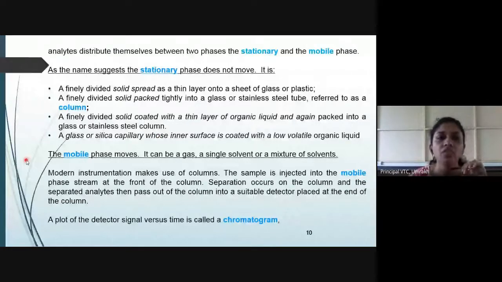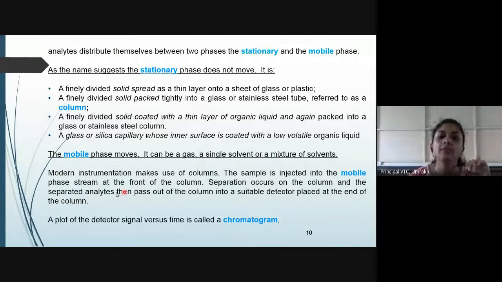Now the mobile phase, which is moving, can be a gas, a single liquid solvent, or a mixture of solvents. Generally mixtures of solvents are used, but if your sample is not very complex, we can even achieve separation using a single solvent, because the components might move at different rates with a single solvent also.